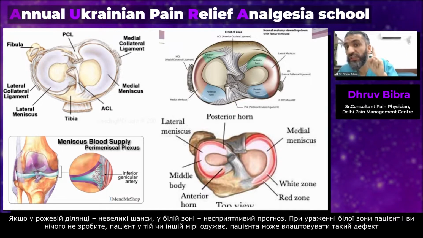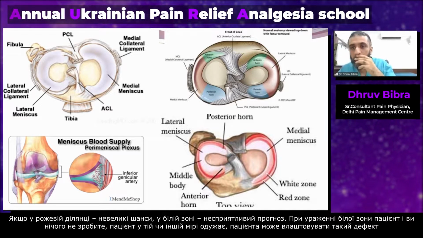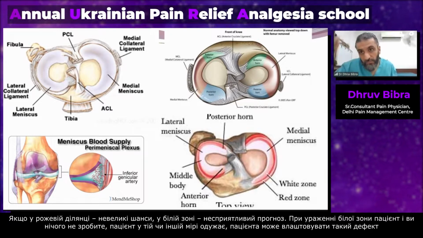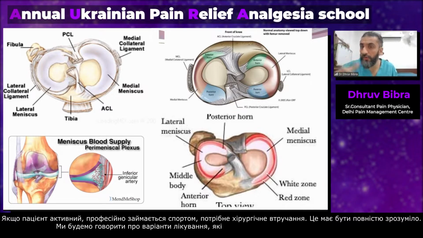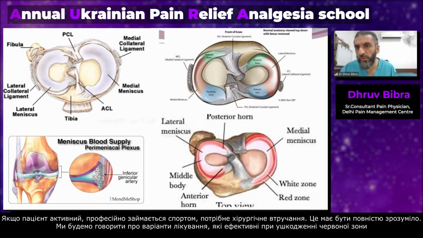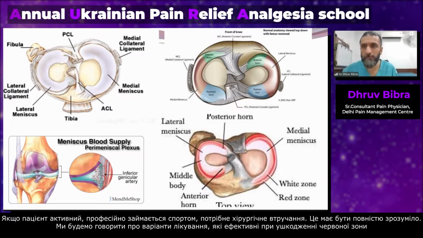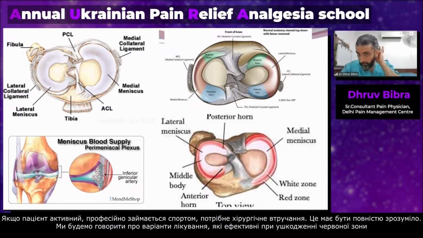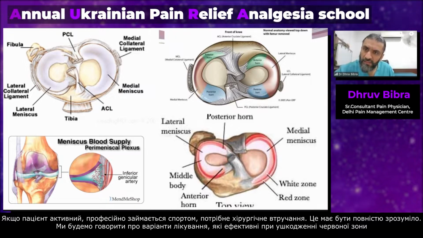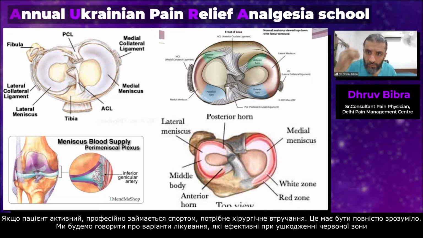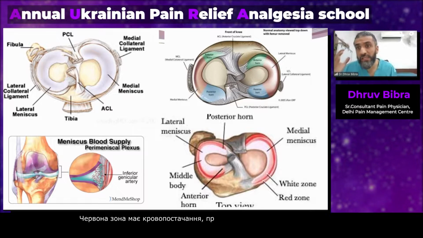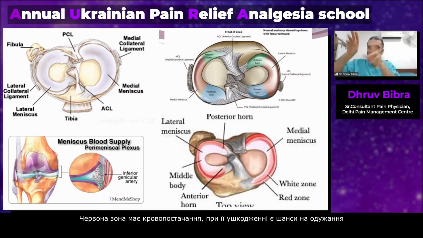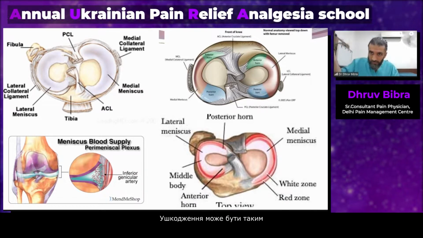So if there is a tear which involves the white zone, either you do nothing and the patient recovers, may or may not, or the patient is comfortable with the handicap if his lifestyle demands so, or if the patient is active, playing professional sports, then the patient requires surgery to take it out. So this has to be extremely clear, because we will be talking about regenerative options, we will be talking about PRPs, and where is it going to work? It is going to work if there is a lesion in the red zone. A lesion in the red zone has got a blood supply and chances of recovery. Now this is the menisci. So it can be like this lesion, or the lesion can be sliced like this.